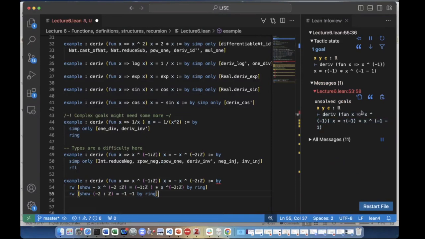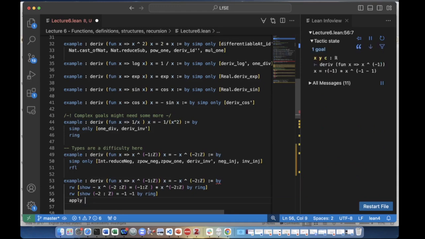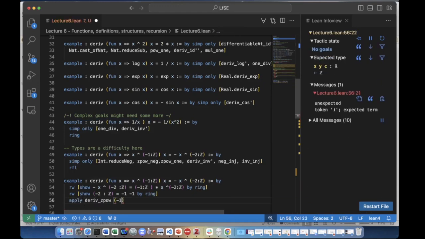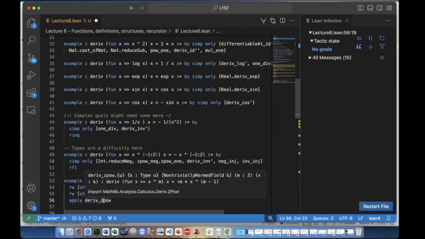And this one replaces the -2 here with a -1 minus 1. And by doing this little adjustment inside of this derivative function, that sets us up to apply a particular theorem from MATLAB, which is deriv z power.